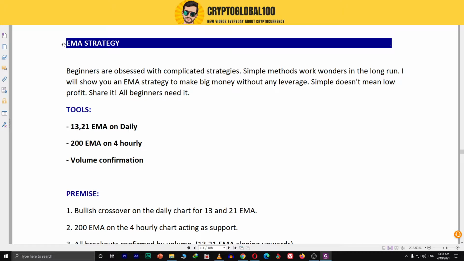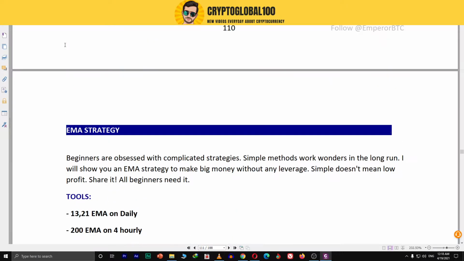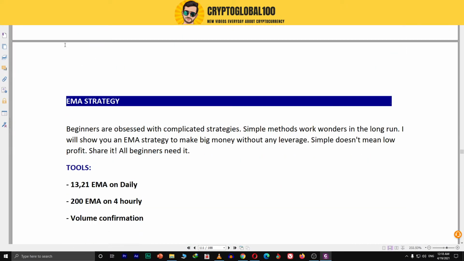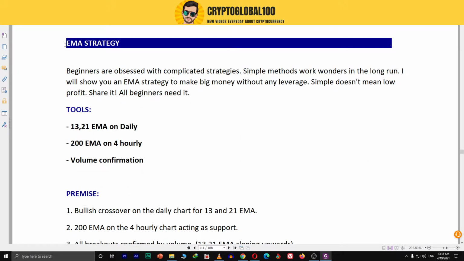So I'm gonna talk about his strategy today, the EMA strategy. It's a good strategy. We are going to check this strategy on the live charts. We're gonna backtest it. Is it profitable or not, and how is it gonna work? So let's start the EMA strategy.